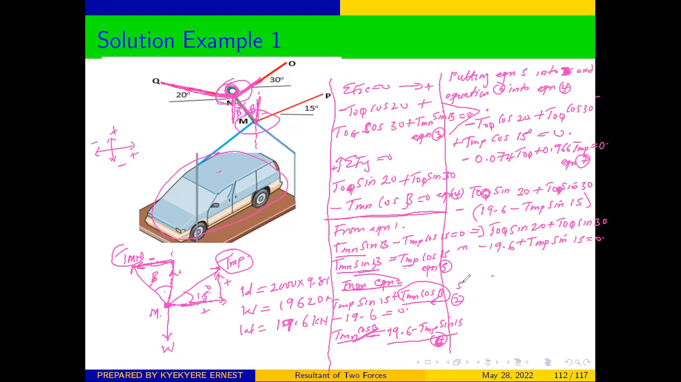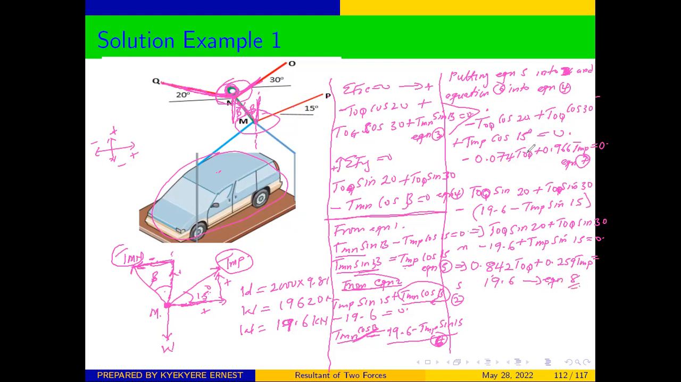And from there, the simplification is going to give us 0.842 TOQ plus 0.259 TMP is equal to 19.6, and we can call this equation 8.